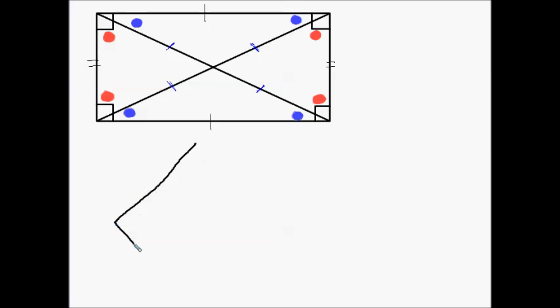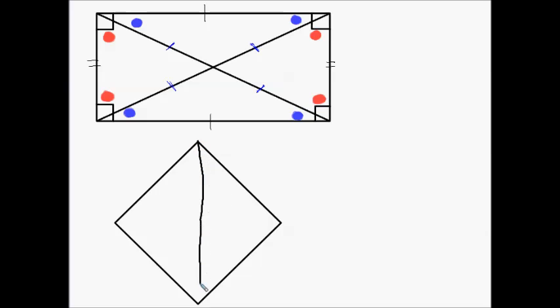Now the rhombus. The 4 sides are the same, but I don't know anything about this angle compared to that angle. In my drawing, they look 90 degrees, but they're not necessarily 90 degrees. But this will be 90 degrees.